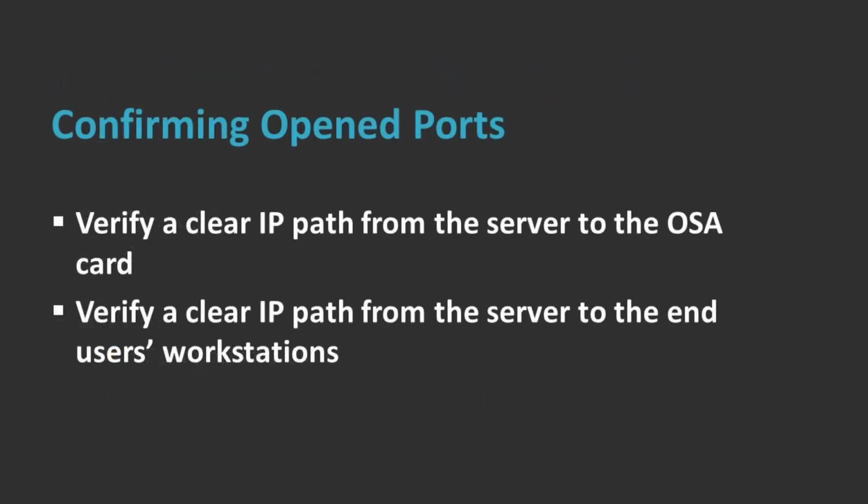When the ports have been successfully opened in the firewall, you will be able to verify a clear IP path from the server to the OSA card on the connection port with no firewall blocking traffic to and from, and also verify a clear IP path from the server to the end users' and administrators' desktops for a range of ports somewhere in the 3,000 to 30,000 range. A span of at least 2 ports per console session to be tested should be sufficient. For example, if you have 10 consoles, that is equal to 20 ports that are available.